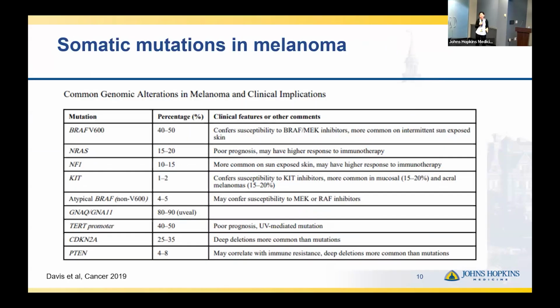Now we're going to move on to somatic mutations. Again, these are acquired mutations that are happening in the cancer cells themselves. And again, there's a long list of potential somatic or acquired mutations in melanoma. We won't be reviewing all of them, but we'll discuss in the next few slides some of the more common somatic mutations that we see.